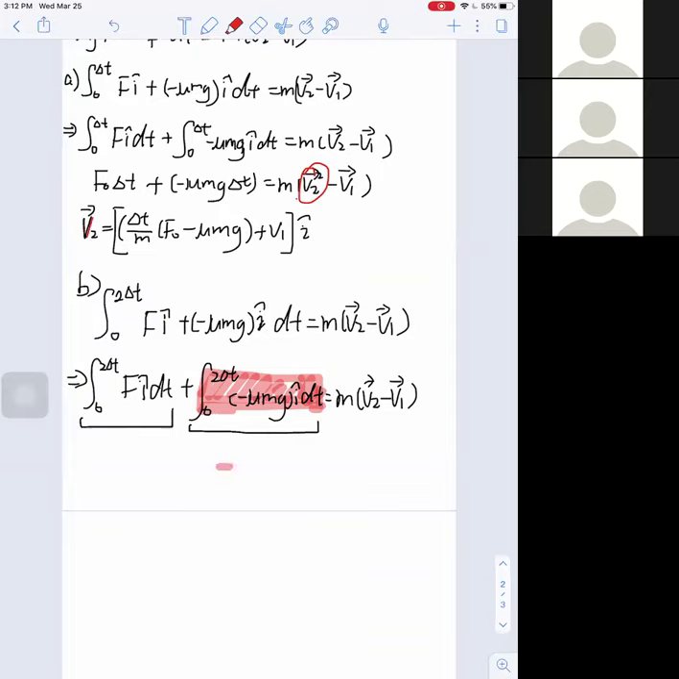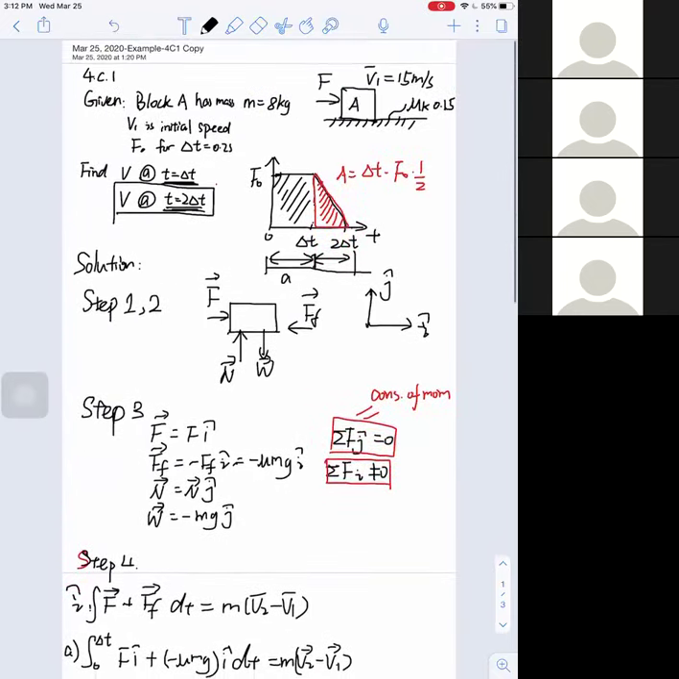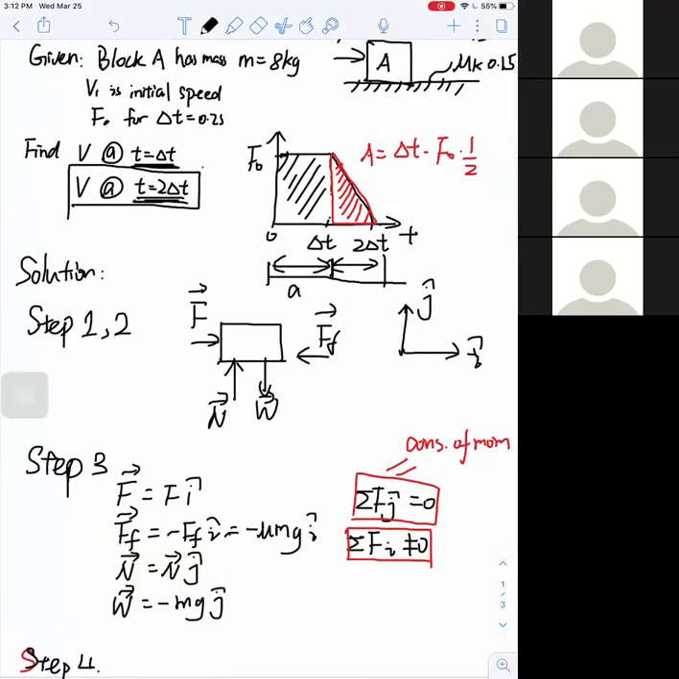So let's write that down. That's negative mu mg times 2 delta t, right? Okay, next, Dalen, can you tell me the result of the first integral here? It'd be the area under the curve, but you'd have to add the little triangle bit. So it'd be F0 times delta t plus 1/2 F0 times delta t. Yes, it'd be another delta t, it wouldn't be 2 delta t.